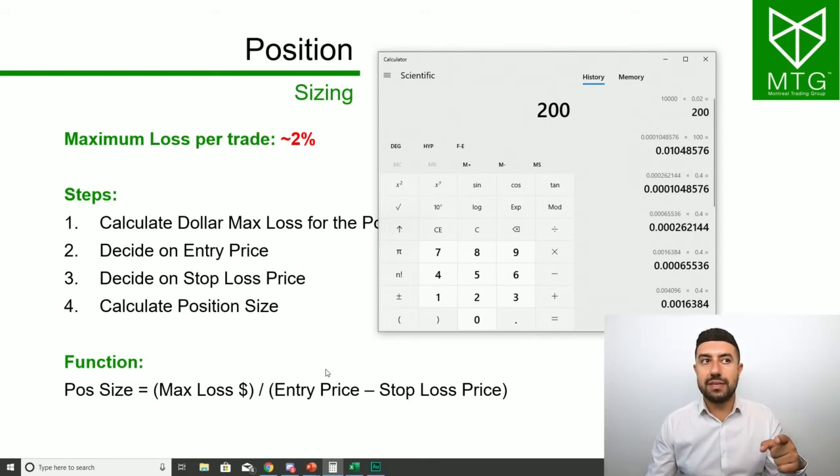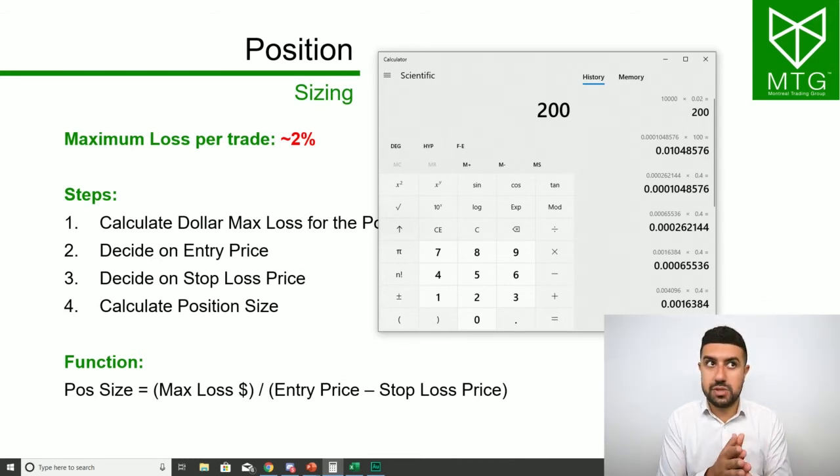Now, later on in this section, I'm going to give you an Excel sheet that's going to help you with a bunch of the things we're talking about in this section. And it's also going to have a position sizing calculator. You can put the data and it'll calculate it for you, but you want to know how it's calculated, so you can actually do it by yourself because the calculation is pretty simple.